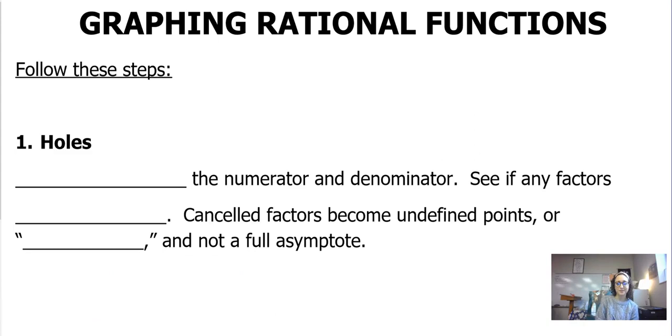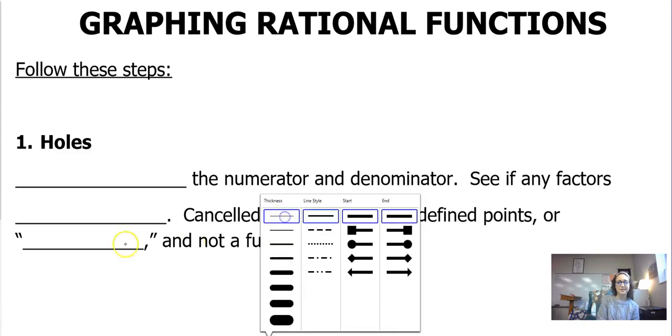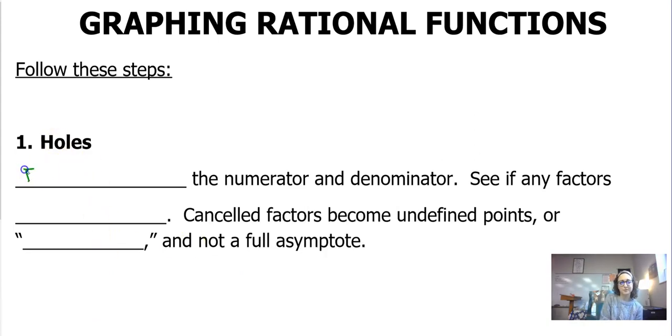So holes, that's the first thing we're going to do. Remember from our example that we first want to factor the numerator and denominator, and we want to see if any of the factors cancel. So canceled factors become undefined points. Those are removable discontinuities, right? I can remove those factors, and that's what we call a hole, right? That's a removable discontinuity. I can move or add just one point and make the function nice and continuous. So that's step 1, is find your holes.